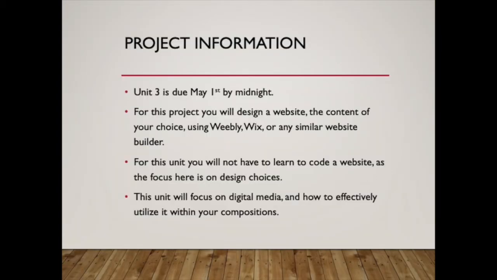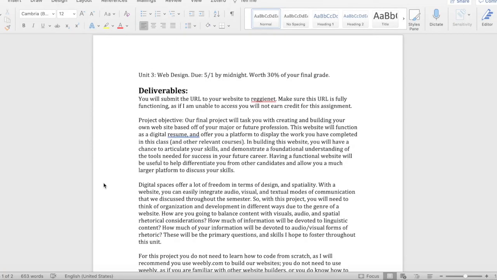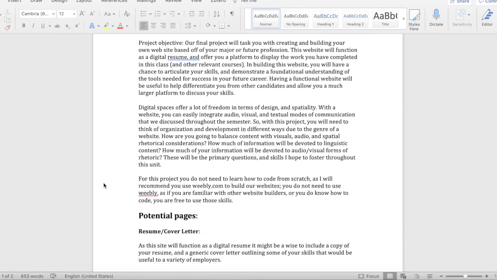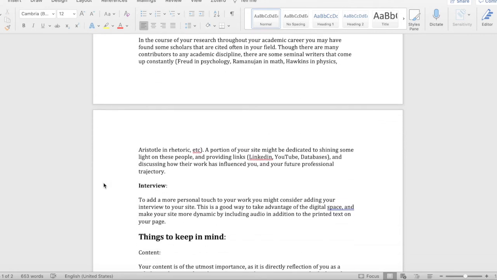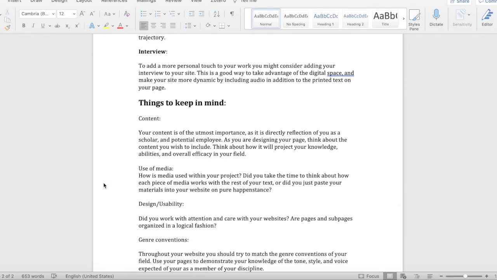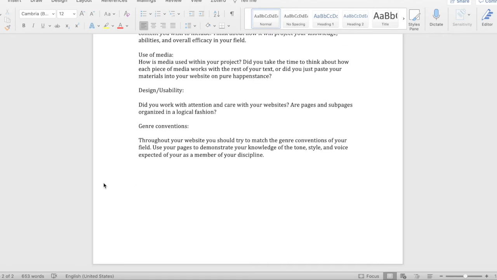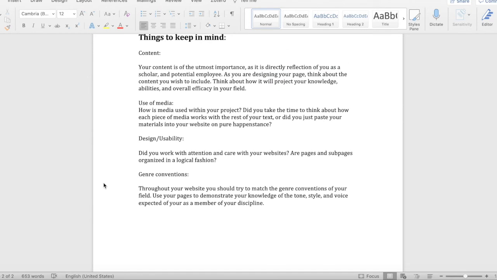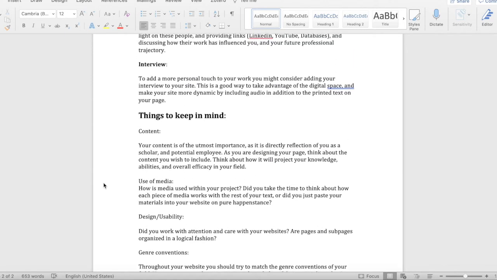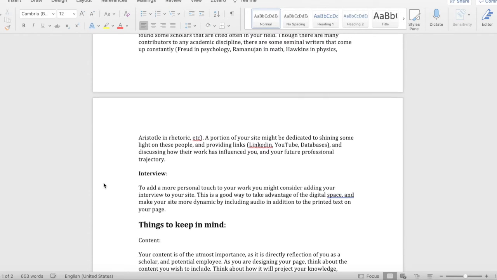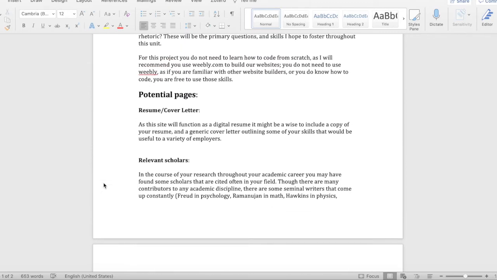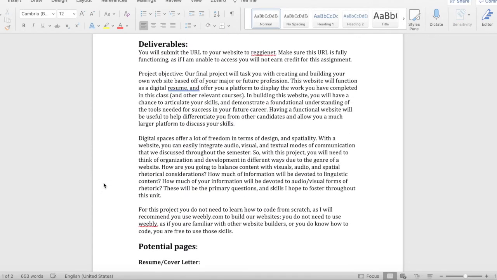So the first thing I want to do is go over the Unit 3 prompt and some general information in terms of what this project is, what you'll be producing, why we're doing it, all that good stuff. So the Unit 3 prompt is up on ReggieNet right now, so if you haven't had a chance to read through that, definitely check that out before we get any further here. So your Unit 3 project is due May 1st by midnight, which is right around the end of the semester. So there have been due date extensions and kind of floating due dates for everything for a little while now.